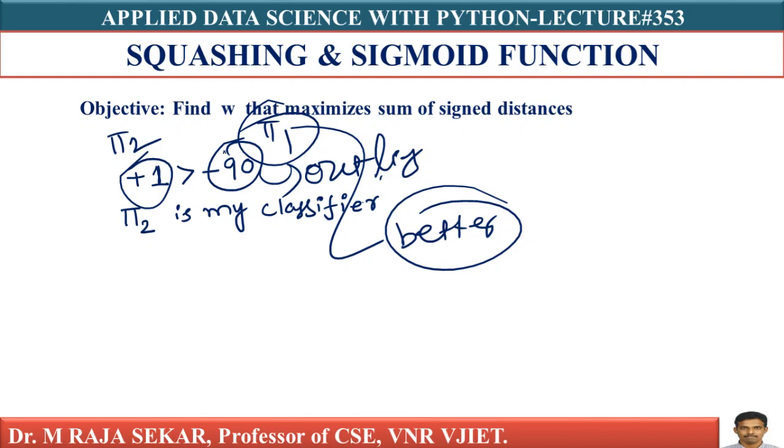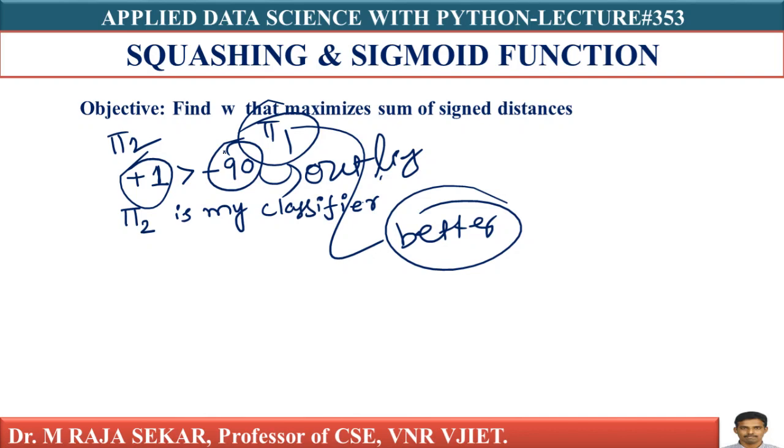Pi 2 is my classifier. I am choosing pi 2 as my classifier. Why? Because for pi 2 we are getting sigma i equal to 1 to n, yi into w transpose xi, higher than for pi 1, isn't it? Now, as I told you, intuitively speaking, pi 1 is better than pi 2, but because of that one outlier, we are choosing pi 2 as our classifier.